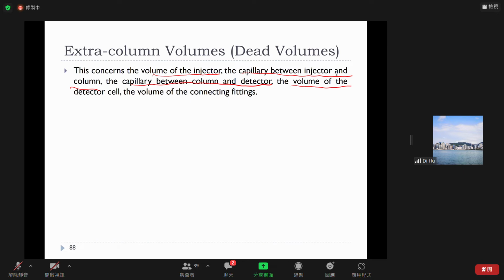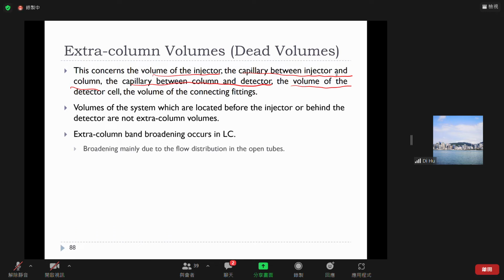Some dead volume may be caused when the analyte passes through all these open tubings, let's say in this region. For that, we only count from the injector to the detector, including both injector and detector. The volumes of the system before the injector and behind the detector are not included. They are not considered as extra column volumes, okay? Because your sample is injected into the injector, and then it gets detected. Your signal is already obtained in the detector, that's it, right? So we have to pay attention to that extra column band broadening in LC.